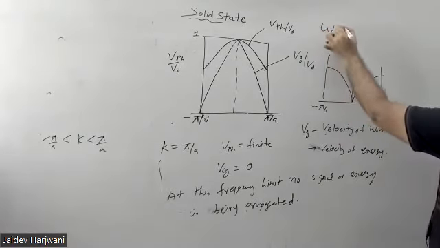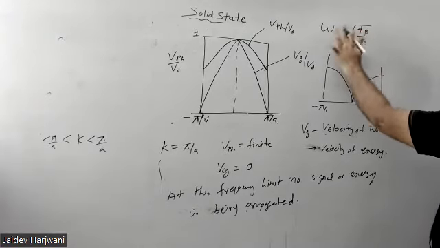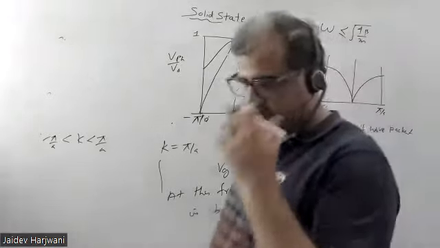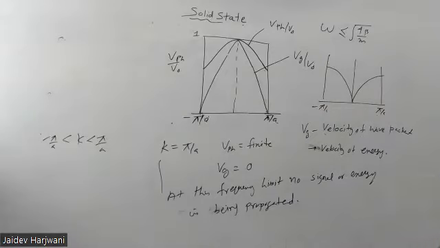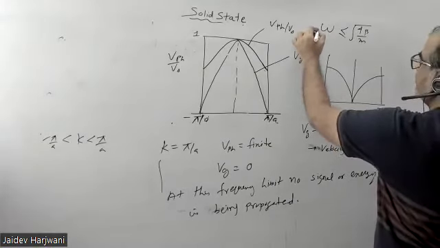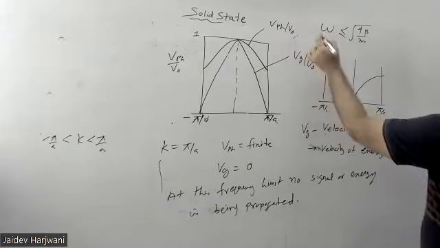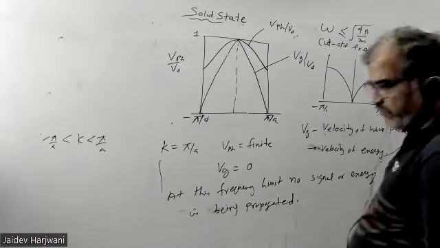The maximum limit of frequency we already know is 4 beta upon m. This is the maximum frequency limit. Omega equals under root 4 beta by m, and this is called your cutoff frequency. Frequencies higher than the cutoff frequency will not flow in the system.